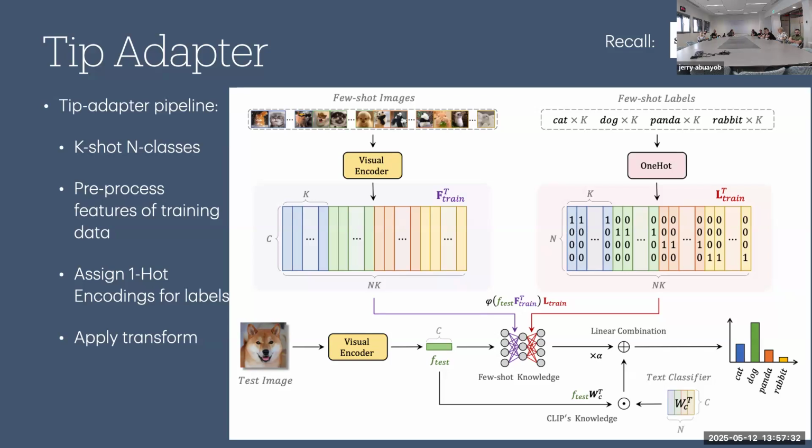Isn't that the same as if you do prototypical networks? Like looking for the closest similarity. Yes, for the similarity, exactly. It's really the same thing.